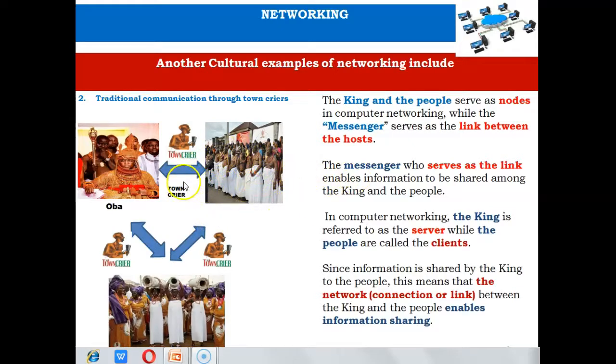messenger serves as a link between the hosts. In this network, the king is referred to as a server, while the people are the clients. Also, the messenger serves as a link to enable information to be shared between the king and the people.